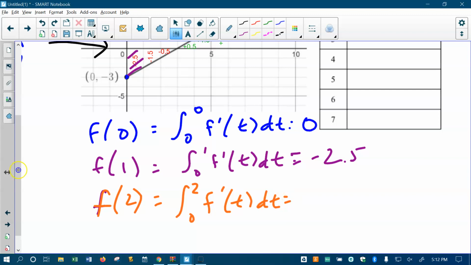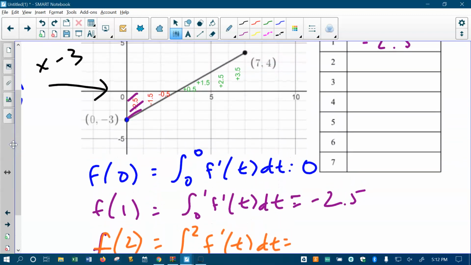And let's add up those areas from 0 to 2. So from x equals 0 to x equals 2 are those values. And if you look around where those numbers were, it looks like those were negative 2.5 and negative 1.5. So altogether, that's going to give me a value of negative 4. Okay, so that means that at x equals 2 on f, you have a y value of negative 4.